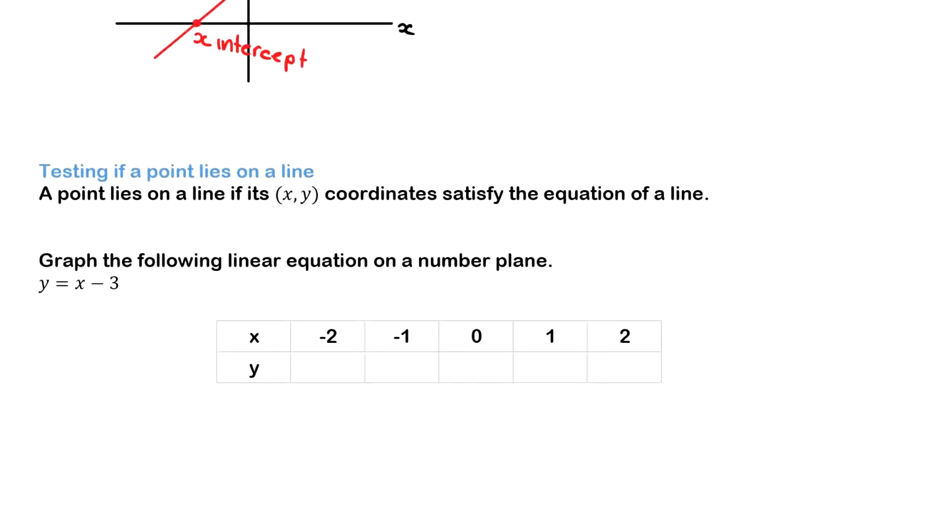We can also test if a point lies on the line by substituting its coordinates into the equation. If it makes sense, then it is on the line. If it doesn't, it's not. You will see this in an example later.